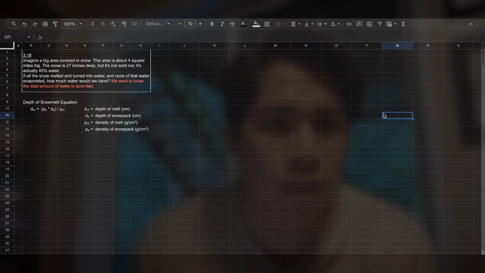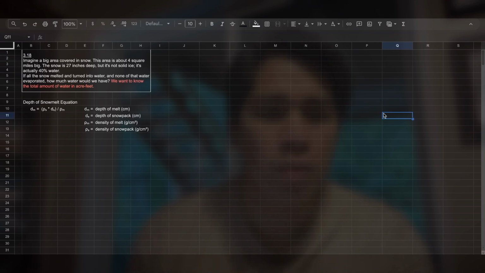It says, imagine a big area covered in snow. This area is about 4 square miles big. The snow is 27 inches deep, but it's not solid ice. It's actually 40% water. If all the snow melted and turned into water, and none of that water evaporated, how much water would we have? We want to know the total amount of water in acre feet.